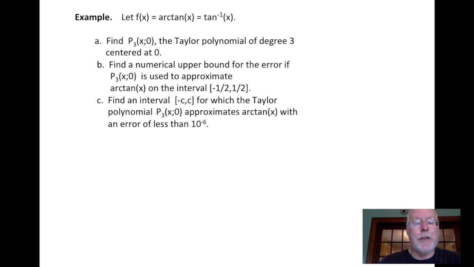This is where we look at the difference between arctangent of x and P3. And then finally, we'll say, suppose you want the approximation to be within 10 to the minus 6th of the arctangent. Is there an interval on which that happens? We've denoted that interval as minus c to c.